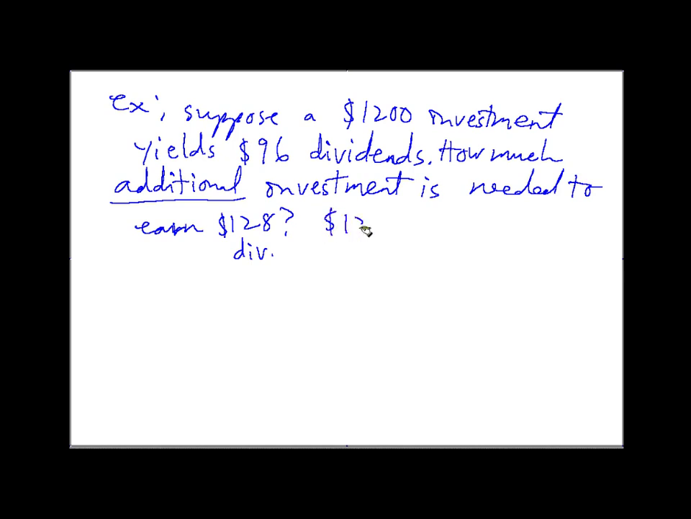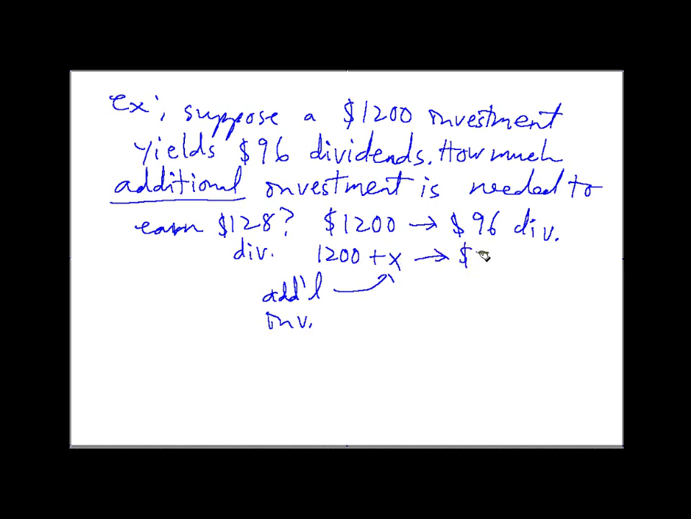So again, $1,200 matches with $96 in dividends. I want to know how much additional money I need to put into this 1,200. How much do I need to add to this 1,200? So it's not going to be x. It's going to be 1,200 plus x. So x is my additional investment. So 1,200 plus x will give me 128 in dividends. So this is our setup.